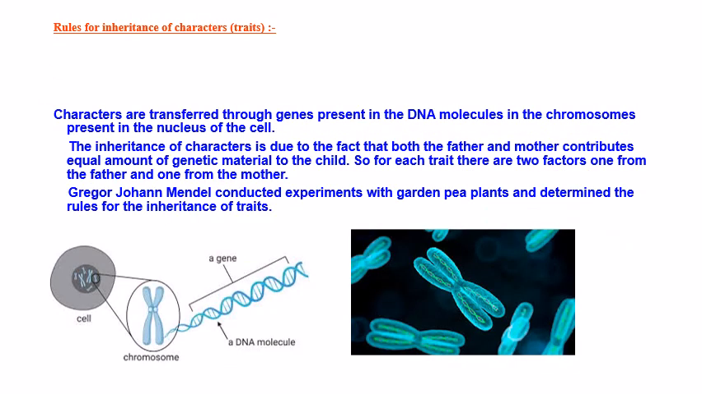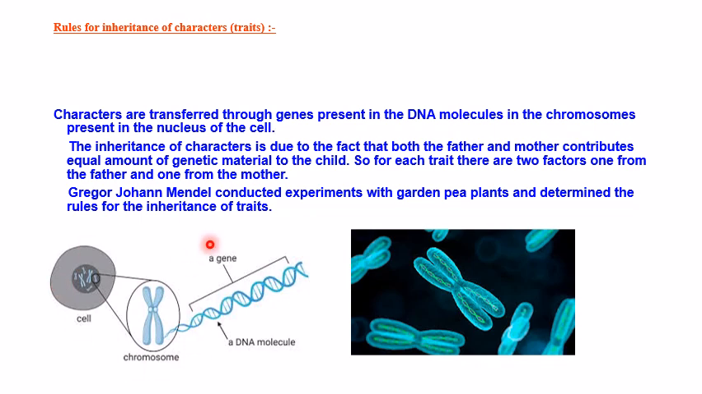Now let us discuss the rules of inheritance of the characters, or we can say traits. This was first discovered by Gregor John Mendel. Before that, let's discuss this. The characters are transferred to children through genes. Genes are very important to transfer the characters, and they are present in the DNA molecules in the chromosome, which is present in the nucleus of the cell. Where is it present, children? In the nucleus of the cell.